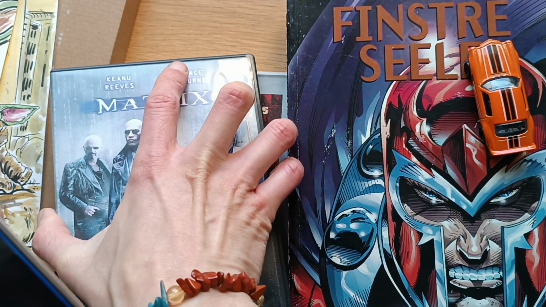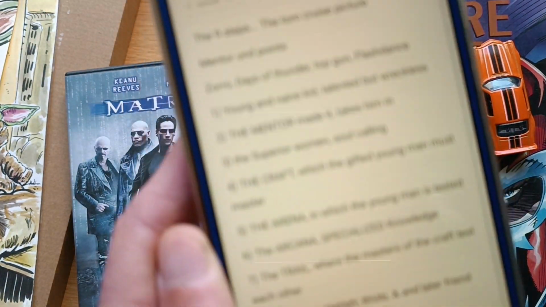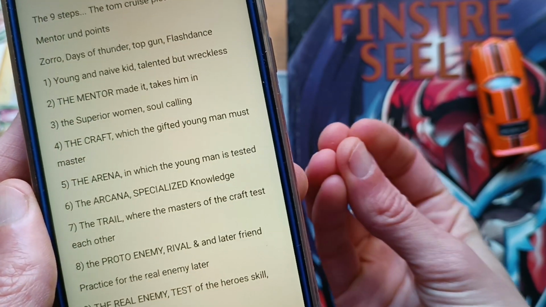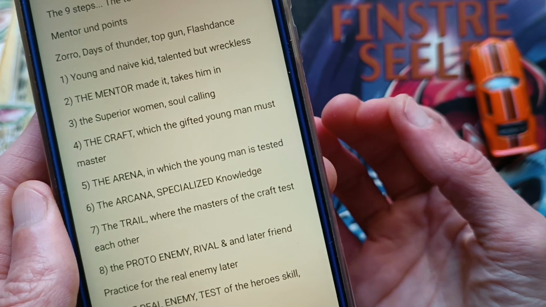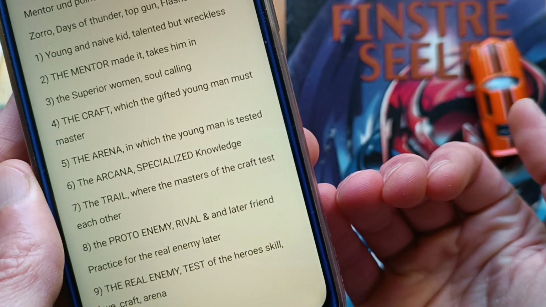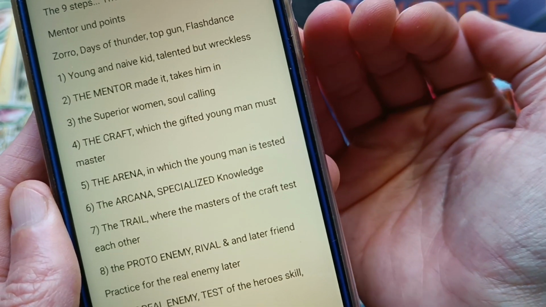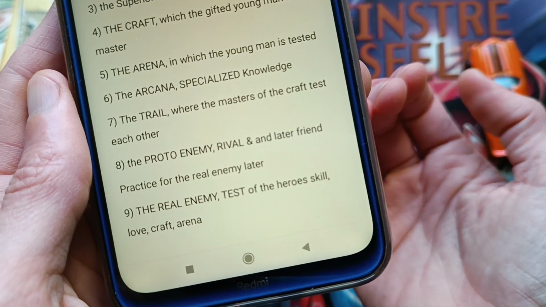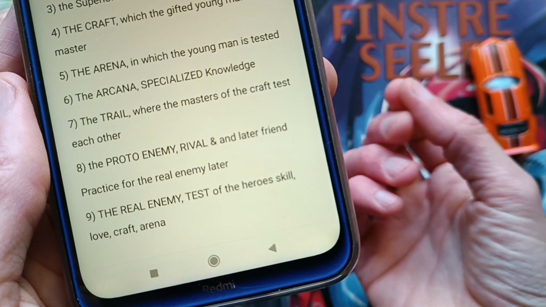And the proto-enemy is kind of like your primary sparring partner. It's the one you hate, not your enemy, but your rival. And that rivalry tests you and pushes you to the limit. But then in the end, that guy becomes your friend. And that is the practice for the real enemy.